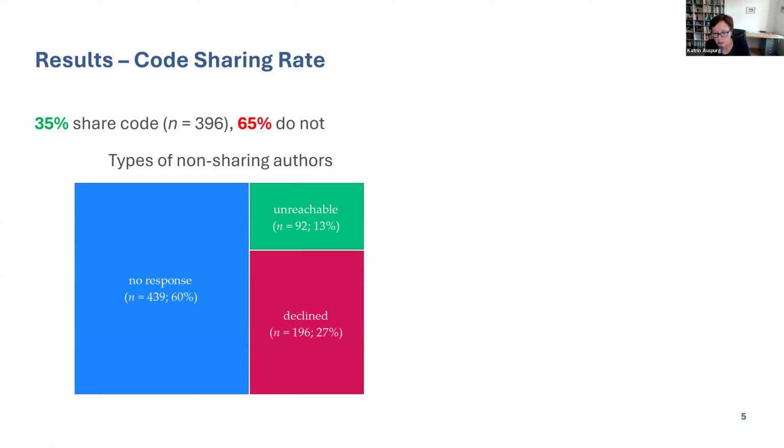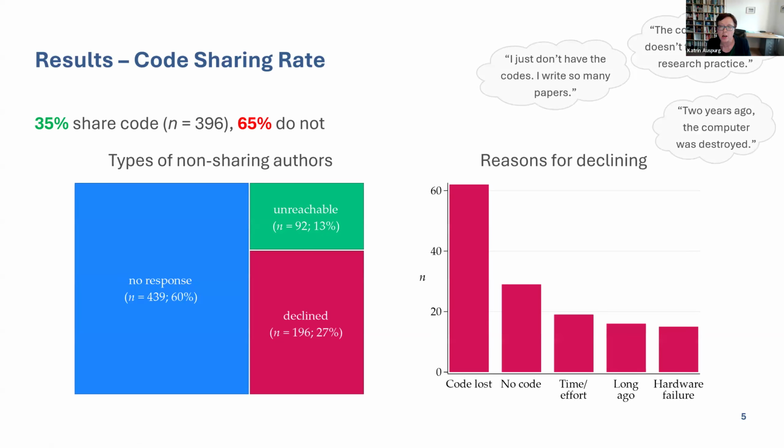And there were several reasons for declining. The most important reason was that authors just lost their code. But surprisingly, there were also several authors just answering, well, we did not use code in the first place, because we did just standard regression analysis, for example, and therefore code is not necessary.